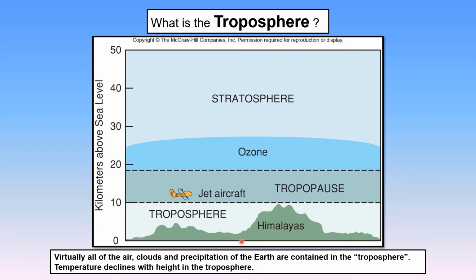Also, something about the troposphere, as we'll see later, overall temperature declines with height throughout the troposphere. Now, above the troposphere, there's another layer called the stratosphere, and that's where our ozone layer is. But that topic will not come up until we get to chapter 12 on human impact on environment.